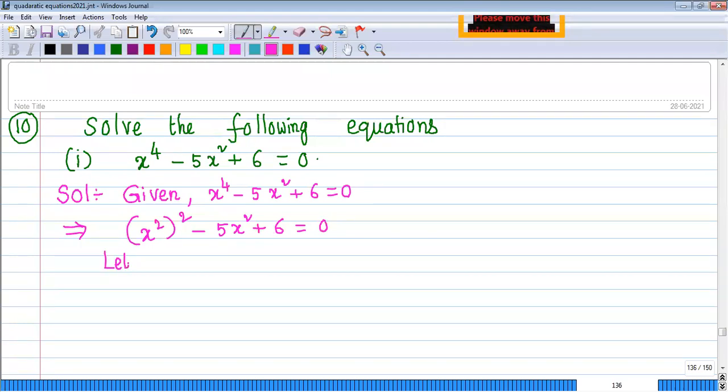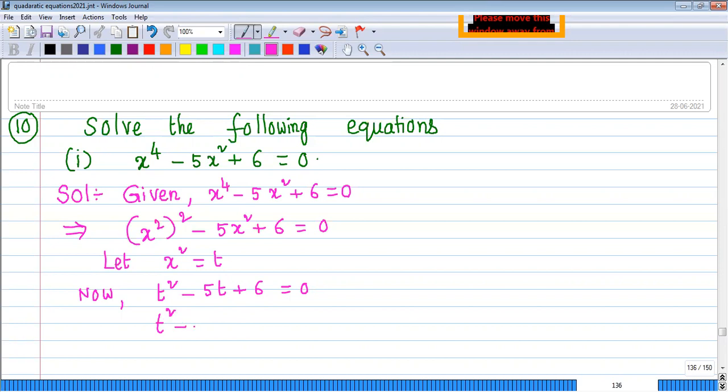Let us suppose x square is equal to some variable t. Now it is t square minus 5t plus 6 equals 0. Now it has been put in the form of a quadratic equation, so it can be solved. So factors of 6: 3 times 2, but how could you split the middle term? That can be split as minus 3t minus 2t. Factorization method.